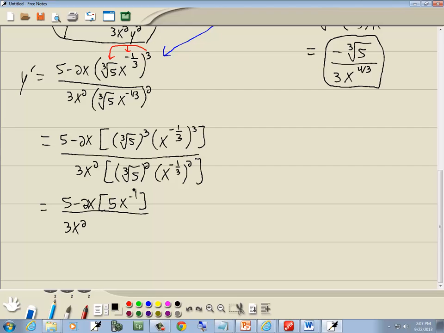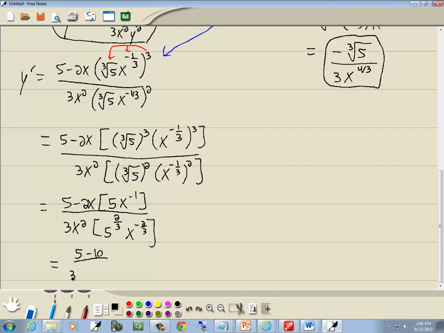Down here, let's see, this right here gives me 5 to the 2/3 power, if I put it back in rational exponent form, fractional power, and this is x to the negative 2/3. I've got room for one more step. Okay, negative 2 times 5 is negative 10. Now x to the first power times x to the negative 1 power. Since it's x to a power times x to a power, we'll add the exponents. 1 plus negative 1 gives us 0. So x to the 0 drops away.